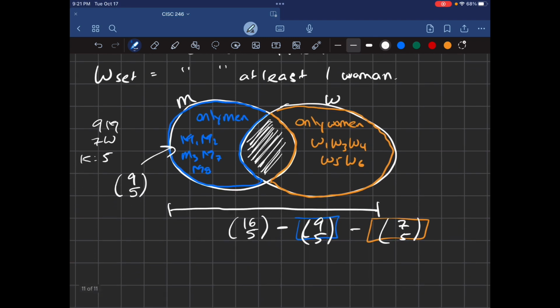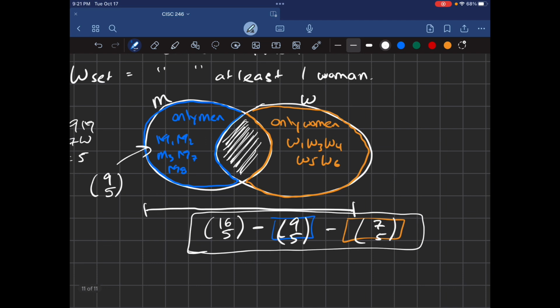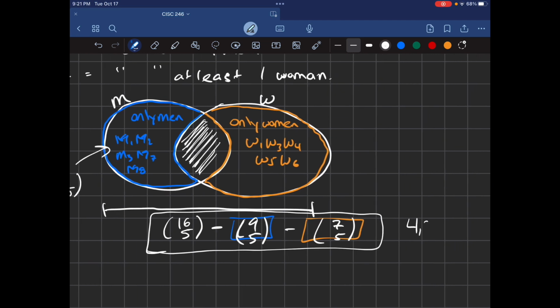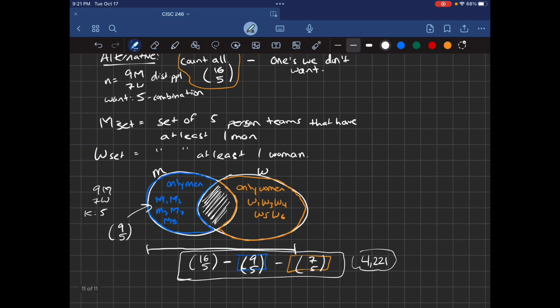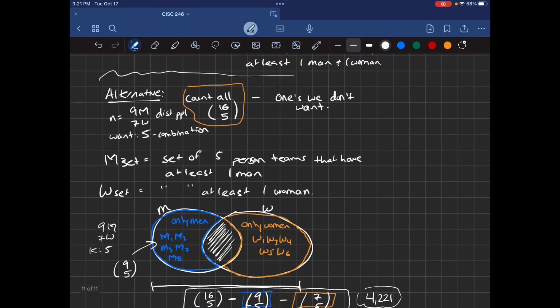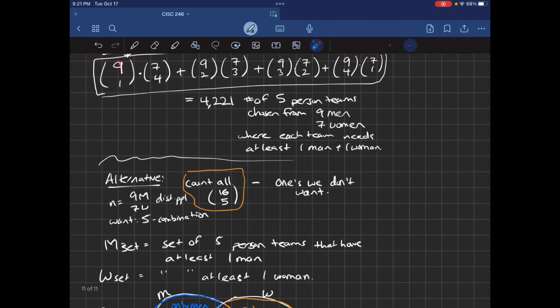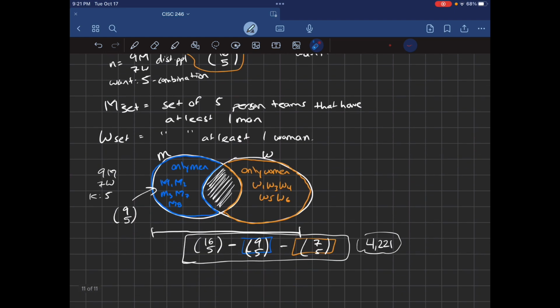And if you use a computational calculator, this would be your final answer, which would be acceptable to write. This would be 4,221. And so our two answers end up being the same. Right up here we had 4,221, and then down here we had 4,221.